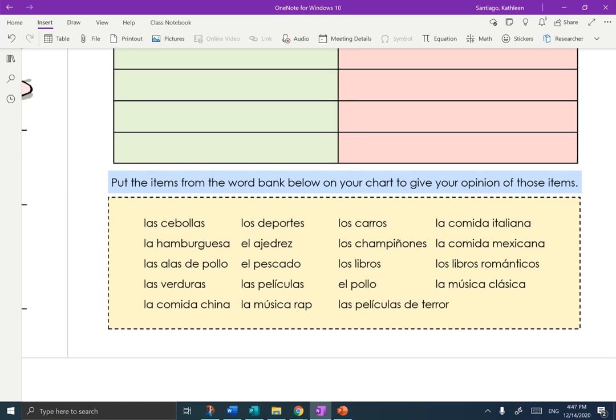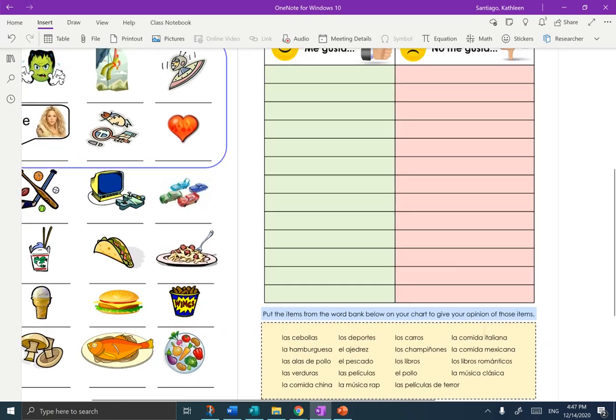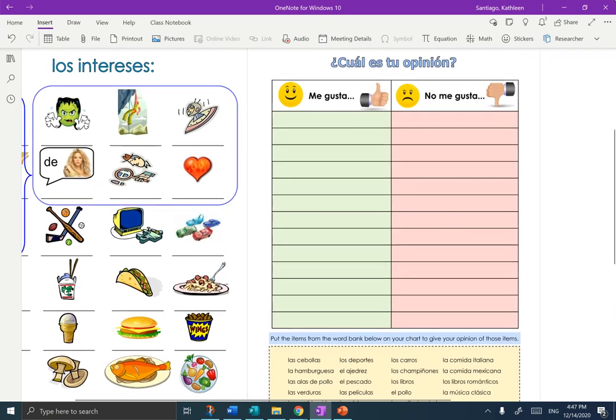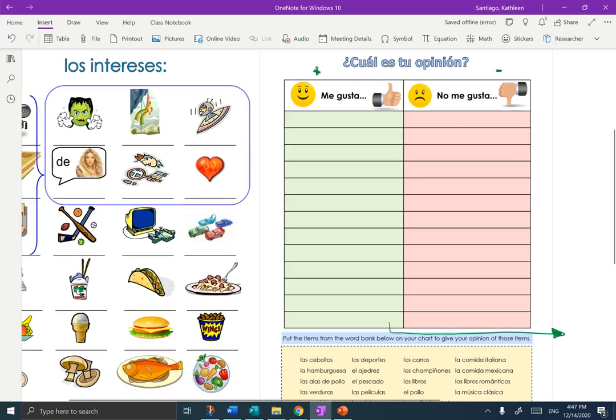Please use the words in the yellow box and put them on the chart either under me gusta or no me gusta. If you run out of lines, please just draw an arrow over to the side and add some more. It depends on whether you are positive about a lot of things or negative about a lot of things. So again, positivo, negativo.